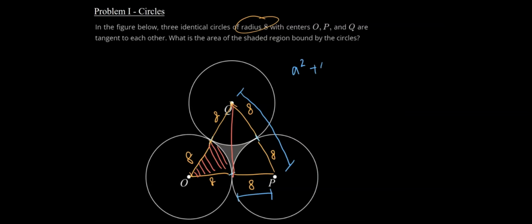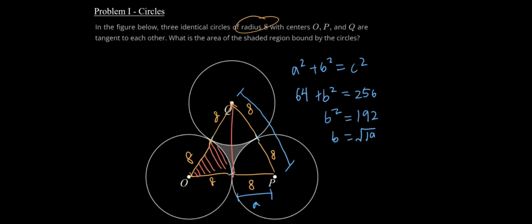So we have a squared plus b squared is equal to c squared. Let's call this side a. That means we have 64, which is 8 squared, plus b squared is equal to 16 squared, which is 256. That means that b squared is equal to, if I subtract 64 from both sides, 192. So b is equal to the square root of 192.